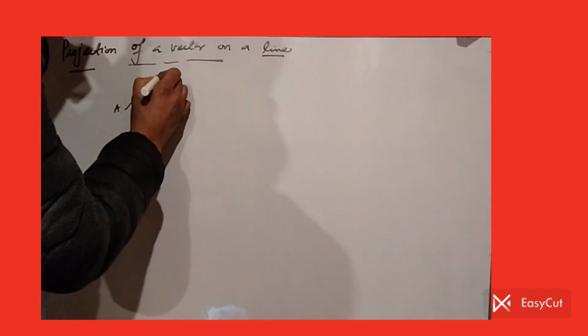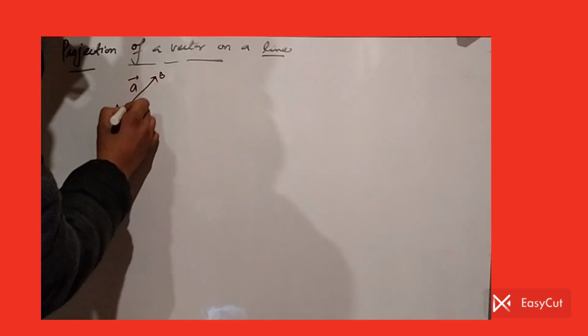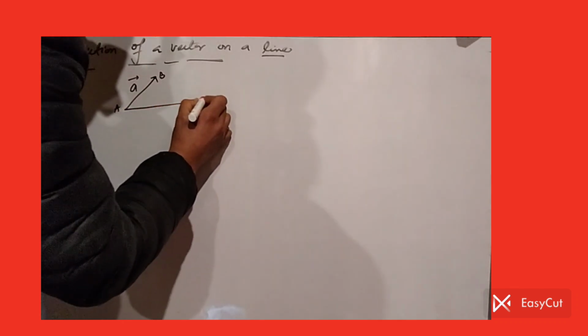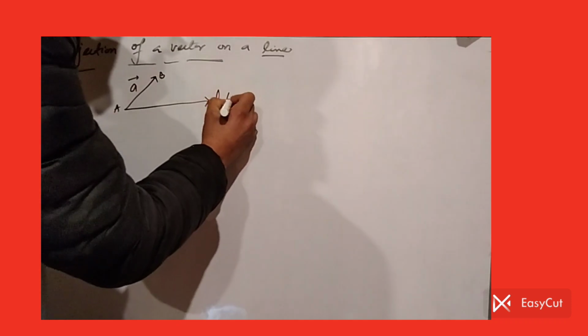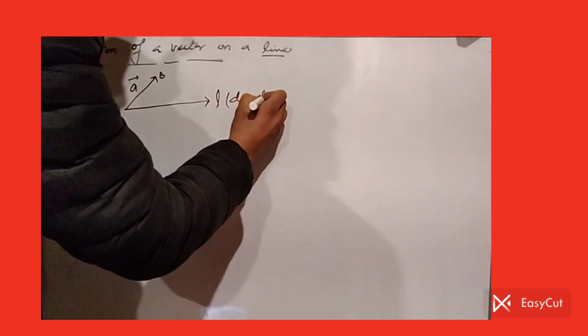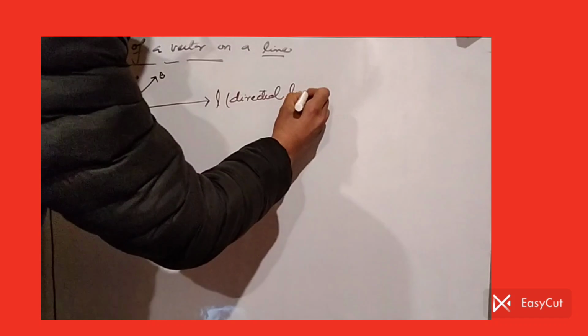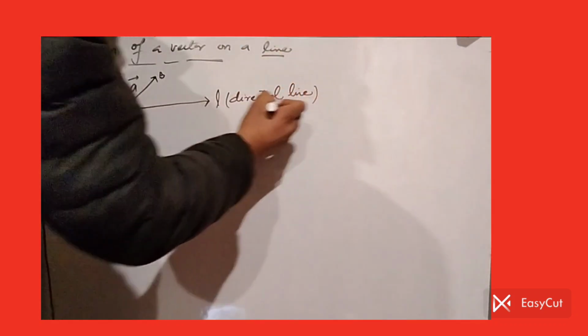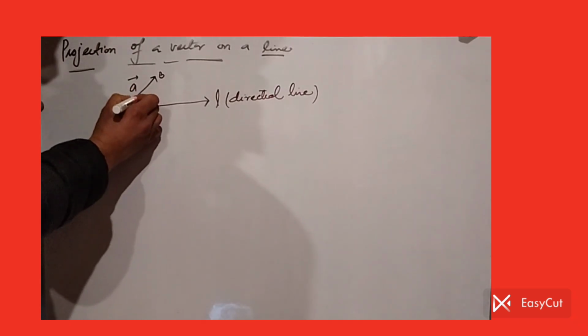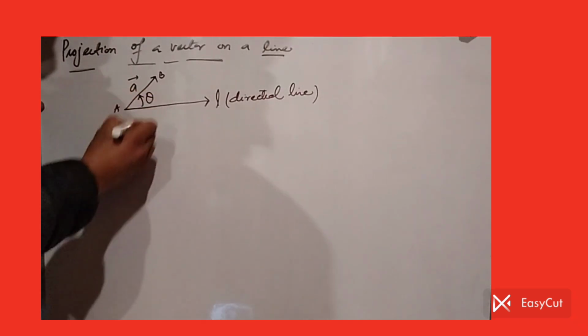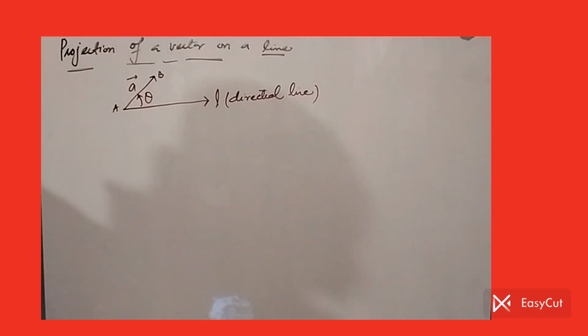Suppose that we have a vector AB. This is our vector A to B, and let's call it vector A. Let us have some line, a directed line segment. Let's call it L. This is your directed line. Let's suppose that this vector makes angle theta in anti-clockwise sense with L. Then how are we going to define the projection of AB?